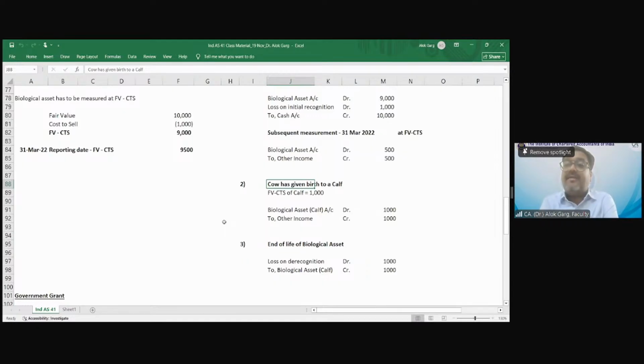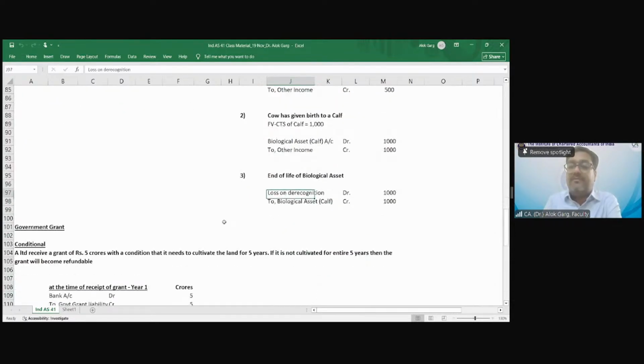So what is the accounting entry? Biological asset calf account debit to other income 1,000 rupees. For example, the calf got died. The calf got died, and that is the end of life of the biological asset.